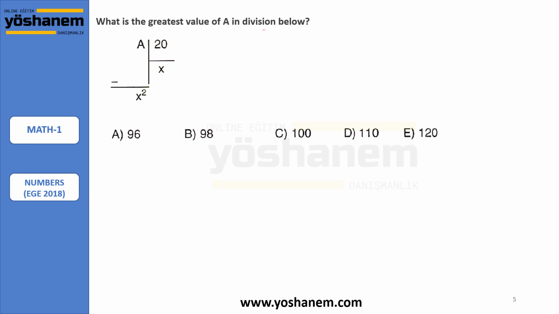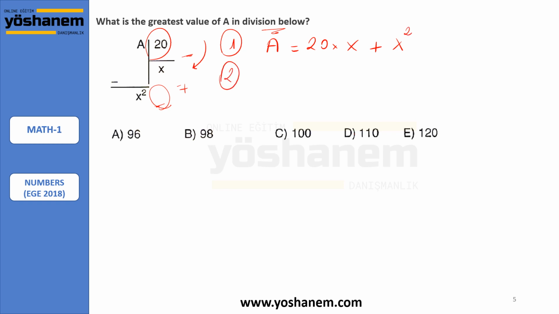This one is a division question, and in this kind of division there are two basic rules. One is that this one is dividend, right? This one is divisor, this is quotient, and this one is remainder. So my first rule is that dividend equals divisor times quotient plus remainder. Okay, so it's 20 times x plus x squared.